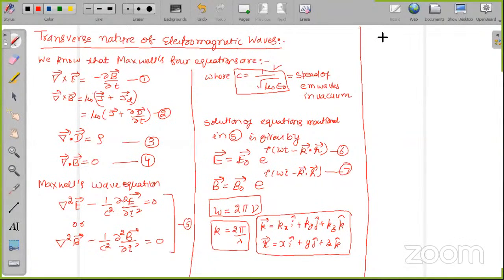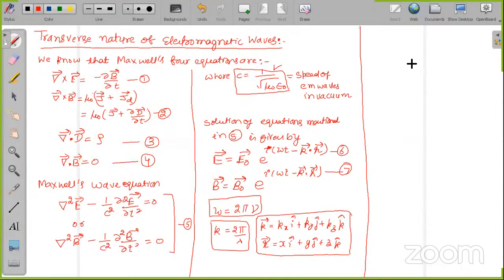B is equal to B naught e raised to power iota, and below it, omega is equal to 2 pi nu. In the sixth equation also there is iota in the exponent: e to the power iota, this is iota. It will become cos theta plus iota sin theta. This is D'Alembert's formula. Should I move ahead?